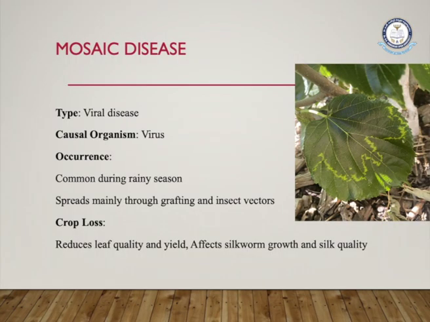When someone says mosaic, you will get an idea of yellow, and it is caused by viruses, right? You are correct. Here the infection is spreading through viruses, and it occurs mainly during the rainy season. And what is the main cause here? Grafting. If the graft contains an infection vector, it will cause the disease, right? Crop loss: half of your crop will be lost when a plant is affected with mosaic disease.